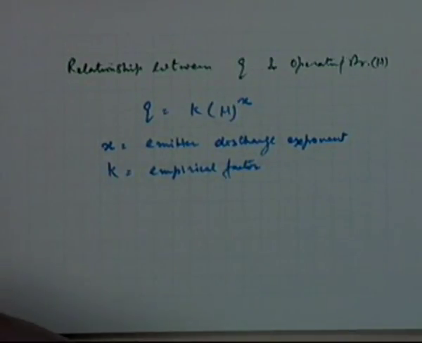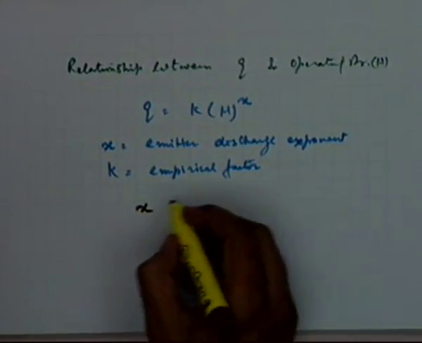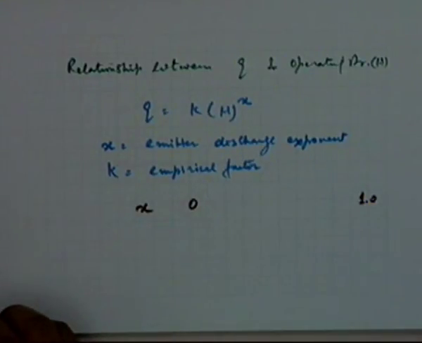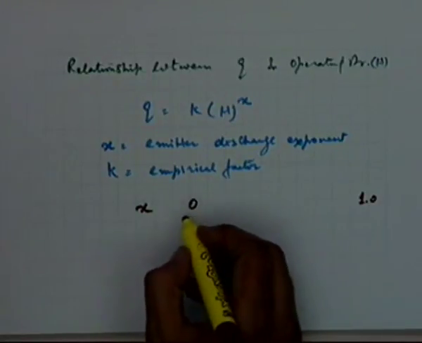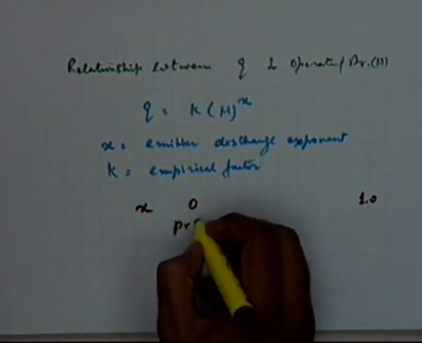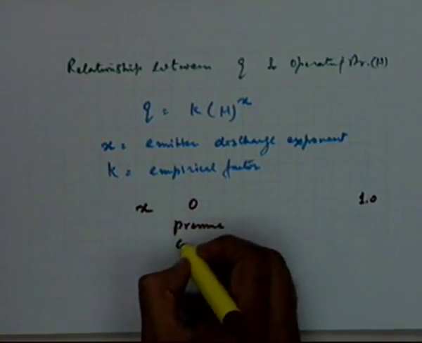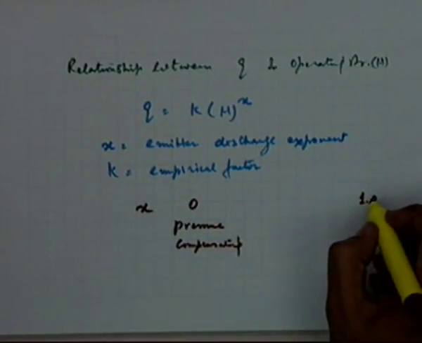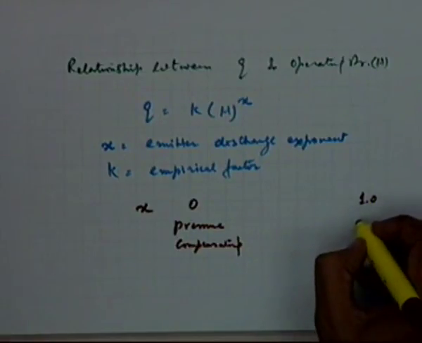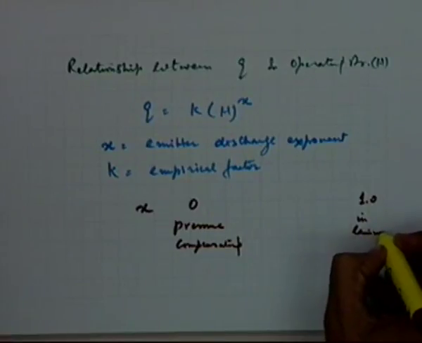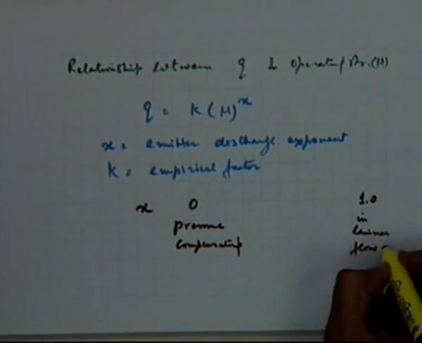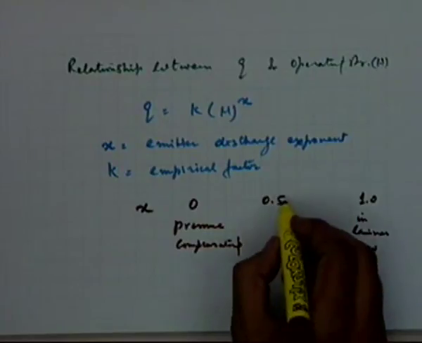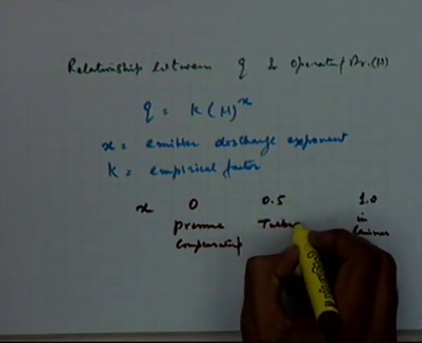Now the value of X varies from 0 to 1. You have a value of X as 0 when you have emitters which are pressure compensating. You get a value of 1 for those emitters which are in a laminar flow regime, and a value close to 0.5 is obtained for emitters which are in turbulent flow.